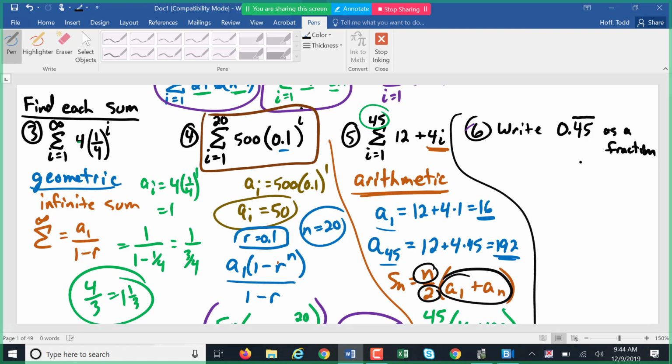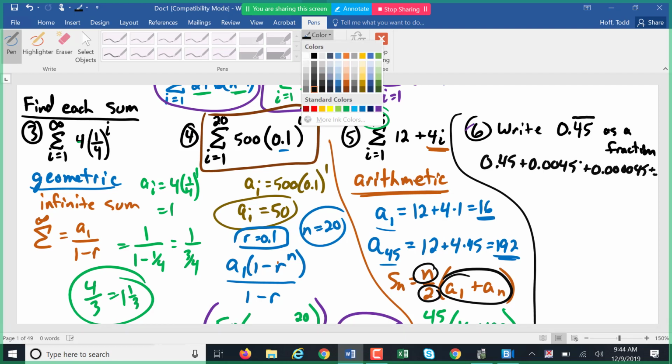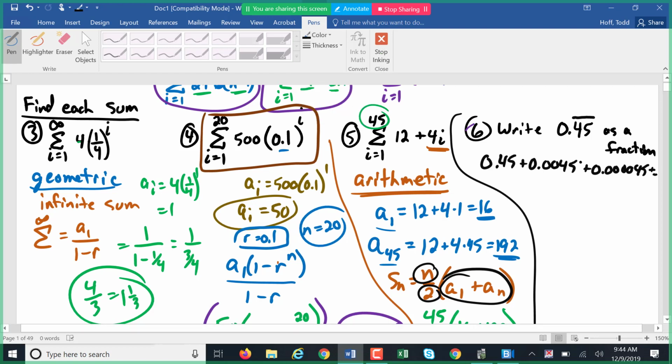This becomes an infinite series. This can be written as 0.45 plus 0.0045 plus 0.000045, and so on, as an infinite sum of an infinite sequence. Well, that is the sum from 1 to infinity of 45 times 1/100th to the power of i.